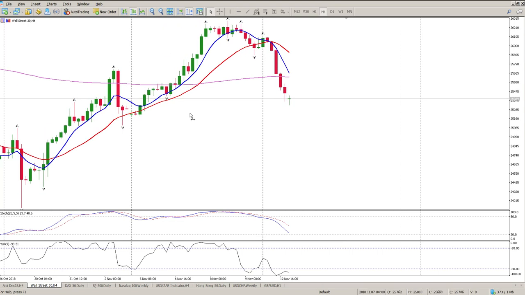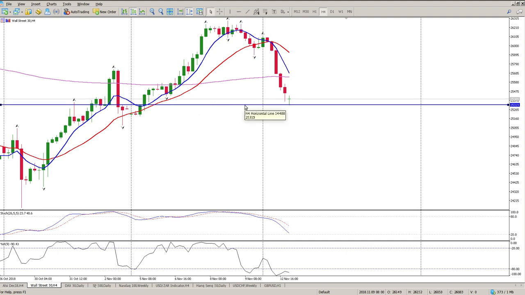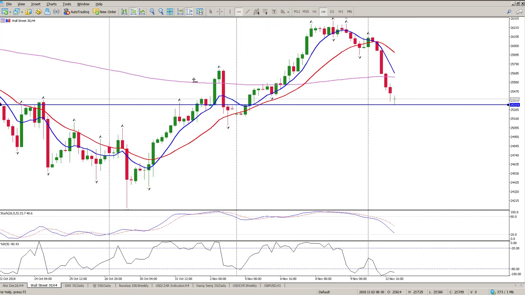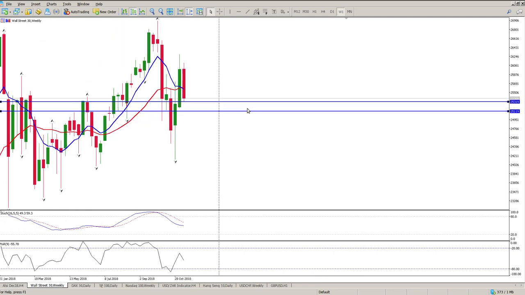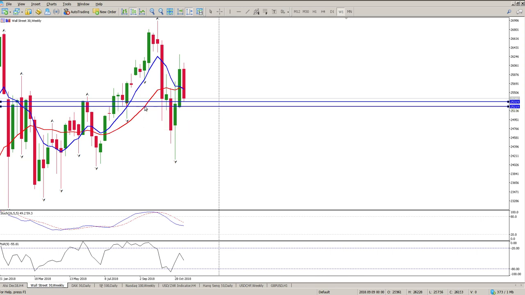Your first most logical level is going to be right over there, pretty much where we've tagged 25,309, and then followed by 25,120. And let's just double check the weekly to see if we have a weekly level here. Okay, there is one there, and then there's another one there.